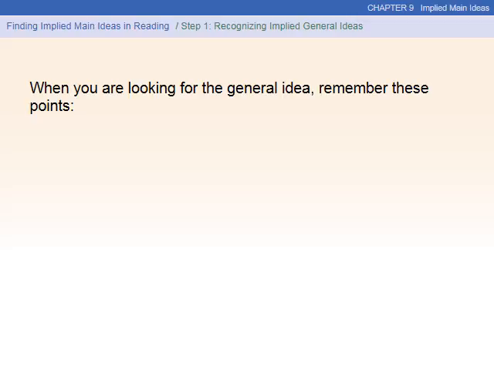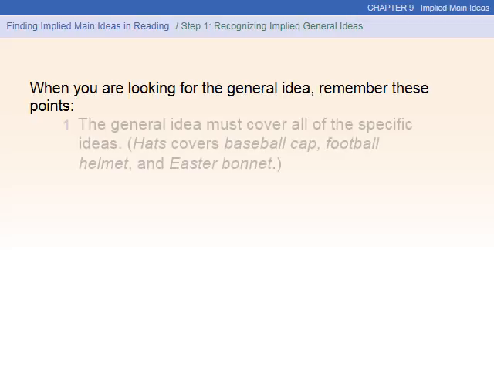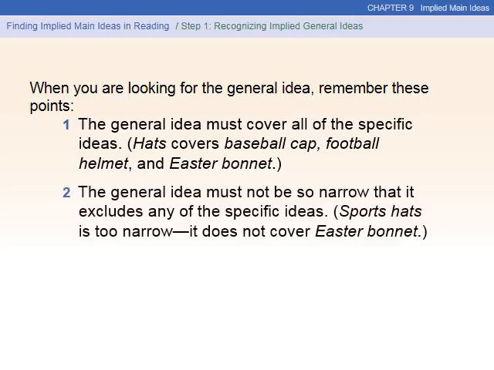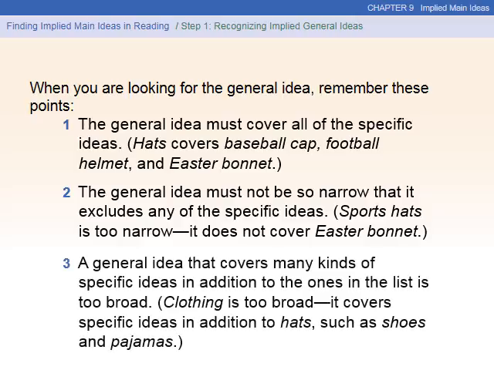A couple of things to remember when you're looking for the general idea. The first thing is that the general idea must cover all of the specific ideas. So hats covers all of those things: baseball cap, football helmet, and Easter bonnet. The general idea must not be so narrow that it excludes any specific items. For example, sports hats was too narrow because it didn't cover Easter bonnet.